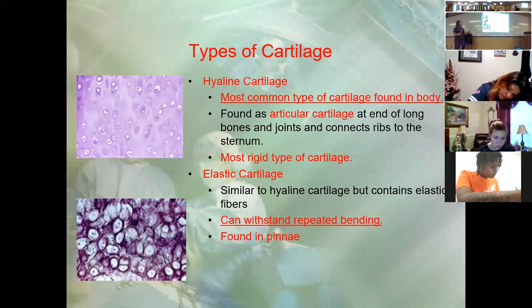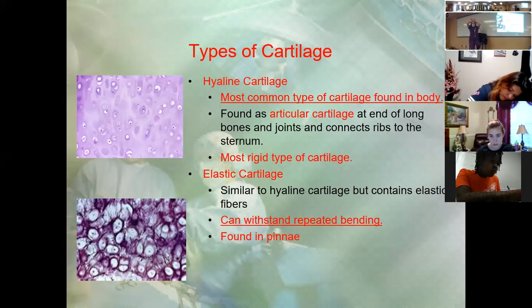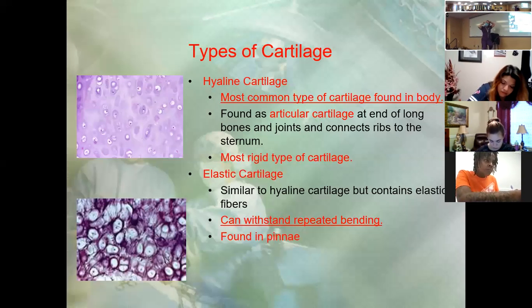We have our elastic cartilage, which is going to withstand repeated bending. The pinna of your ear, so this is my pinna. Same thing like with the flaps of the animal's ears. You can take that and you can bend it all day long, and it's always going to bounce right back. Well, that's an example of our elastic cartilage. It maintains its form, but we do have this ability to just kind of bend it and bounce right back.